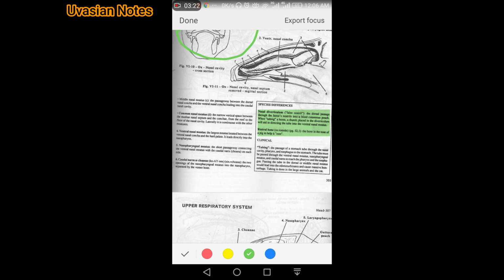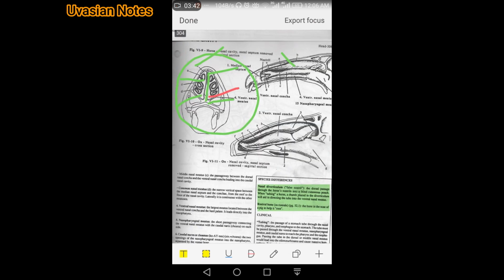So while tubing a horse with a nasogastric tube, veterinarians usually place a thumb in the nasal diverticulum, which aids in directing the nasogastric tube into the ventral nasal meatus. And we talked earlier that the maximum space in the nasal cavity is between the nasal septum, the common nasal meatus, and the ventral nasal meatus, the pink labeled.